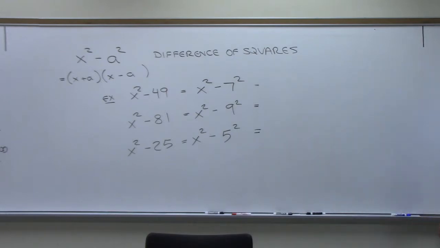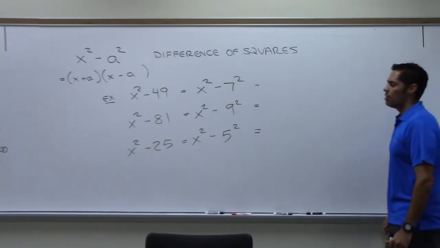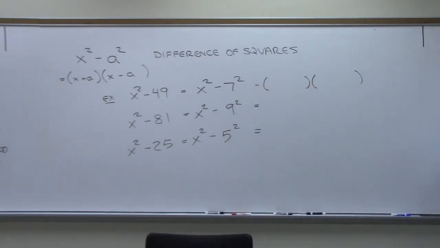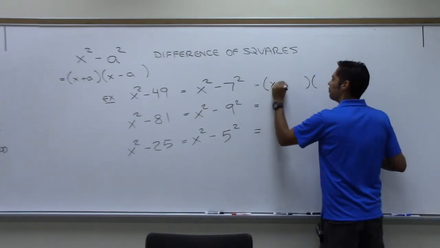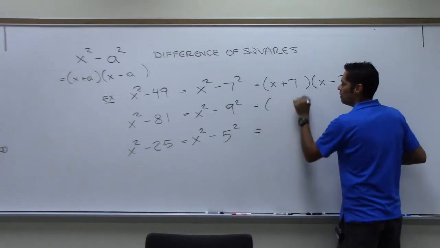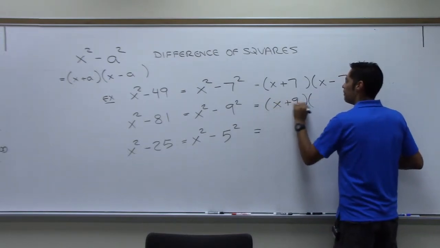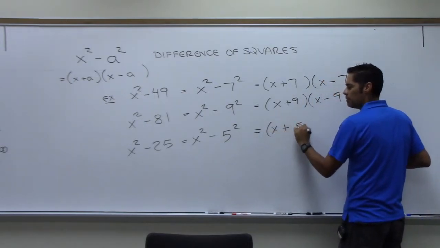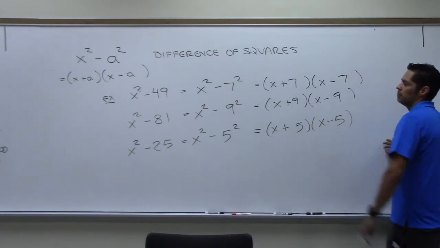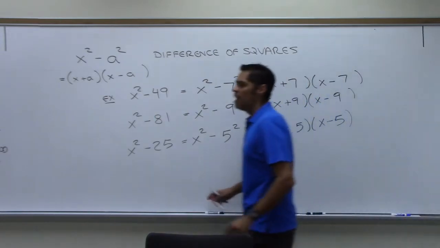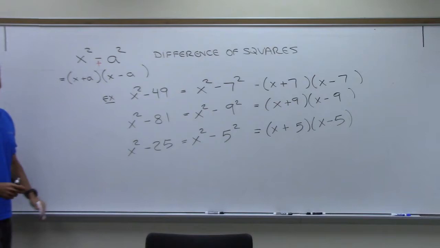X plus a, x minus a. So for us, in this problem, we would write that as what? X plus 7, x minus 7. Done. It's factored. Next one. X plus 9, x minus 9. Next one. X plus 5, x minus 5. Got the pattern? If this is a plus sign, there is no way to factor it. It's not factorable. Got it?